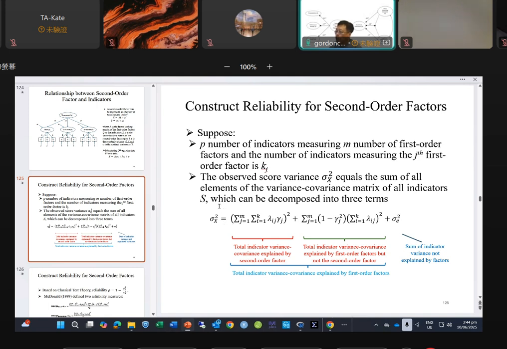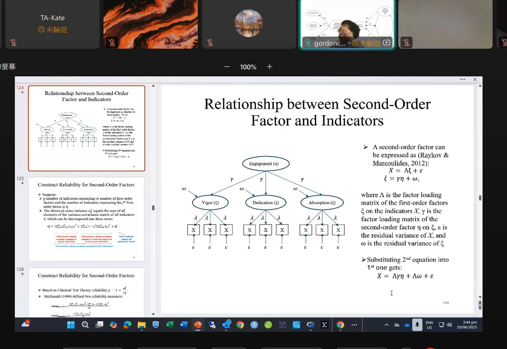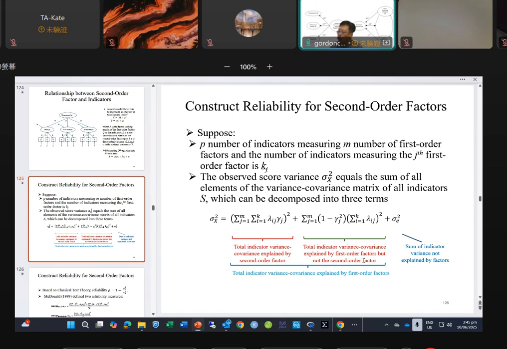We can decompose the variance of the observed score into three components. One is the true relationship from your second order factor to the indicator. You can see that we multiply all the lambdas and gammas. The second term is the sum of all the error terms due to the dimensions. The last is the sum of all the error terms due to the indicators. Just like here, we have the relationship from the second order factor to the item, we have the error terms due to the dimension, and then we have the error term due to the items. So we decompose this into three components.